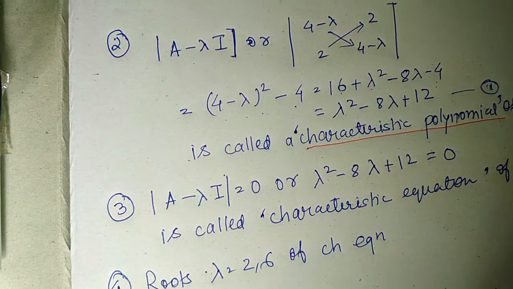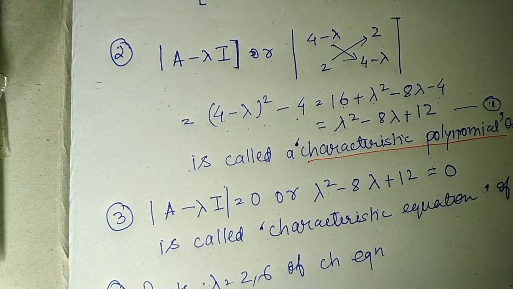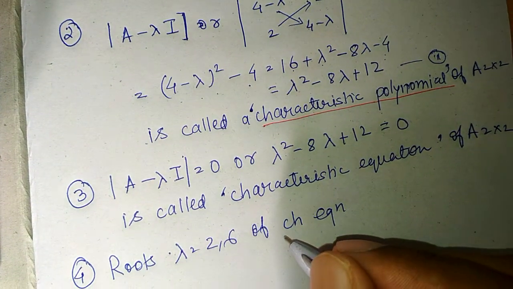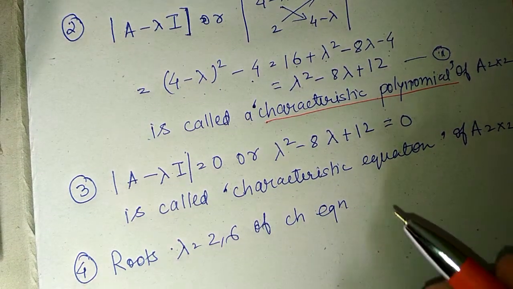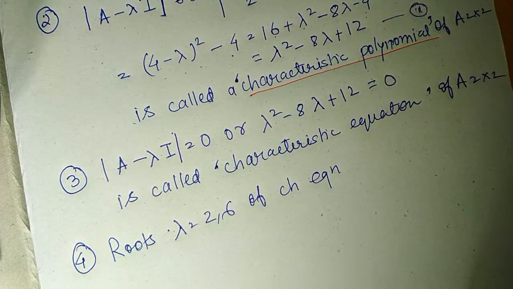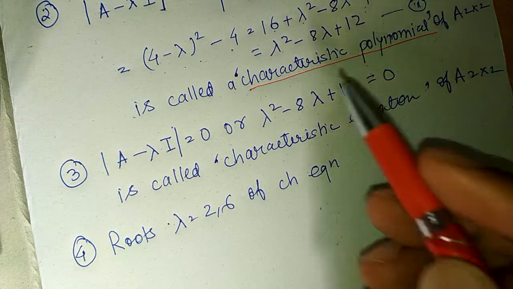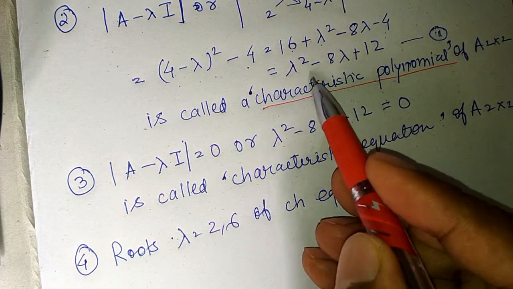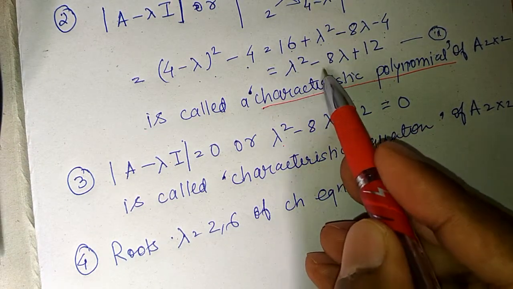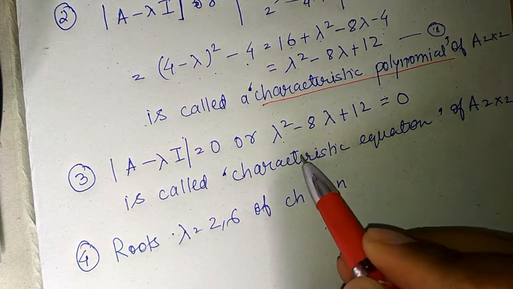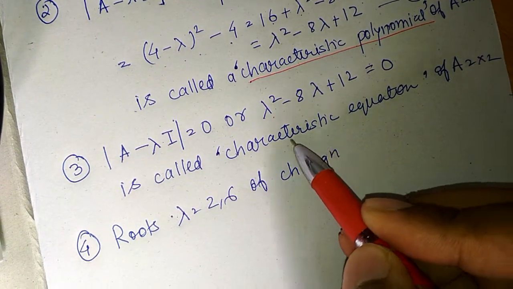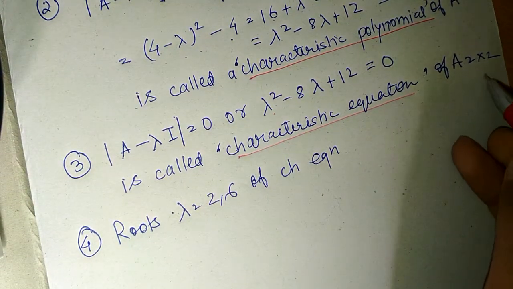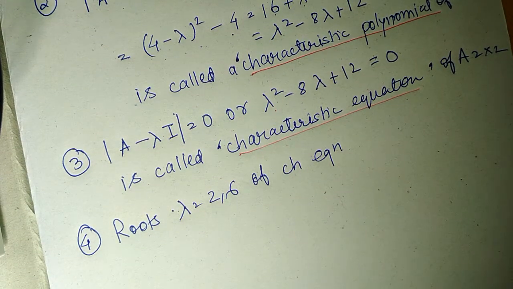Next is the characteristic equation. As you know, if we equate anything to 0, that is called an equation. Same is the case here. If we equate the characteristic polynomial, lambda square minus 8 lambda plus 12, to 0, we get an equation which is called the characteristic equation of the matrix A, which is of order 2 by 2.